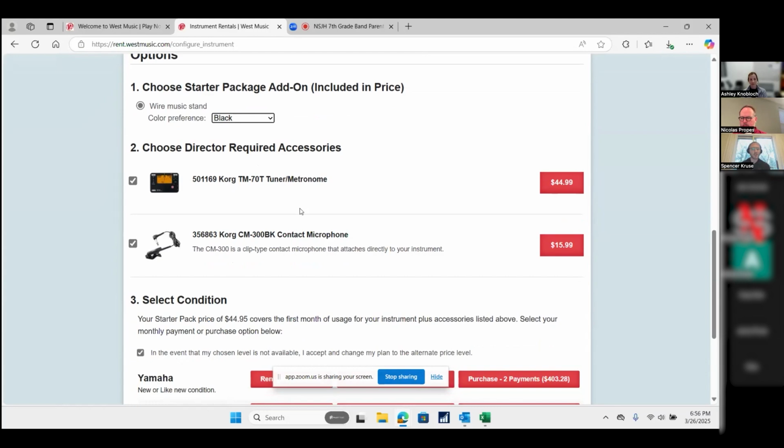After that, it'll have director required accessories. On those different instruments, that's boxes of reeds, certain valve oil, etc. We put all of that in this required accessories area. We have the tuner and the microphone on here. It's recommended, not required. You can easily uncheck those boxes if you don't want to have those items as well, to make it pretty easy.